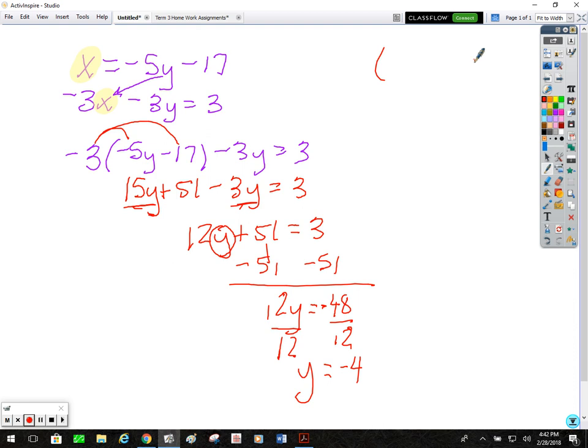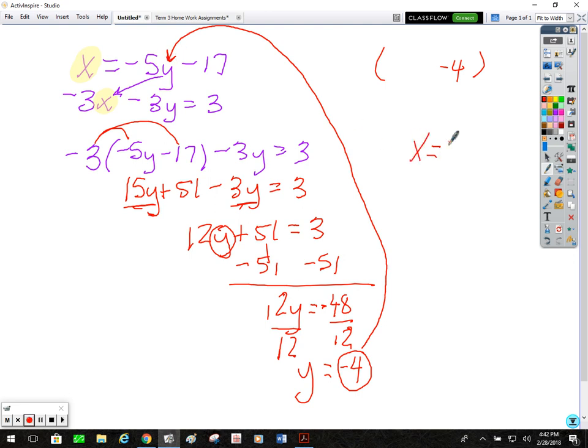A lot of work just to get two numbers. So we have negative 4 here. There's my y value. Now let's find the x. I can go back to either problem, but if you look right here, it says the value of x is, so that's all I'm going to do, plug it in right there. So x is equal to negative 5 times negative 4 minus 17. Negative 5 times negative 4 is a positive 20, minus 17. That gives me x is 3. So my solution is 3, negative 4.